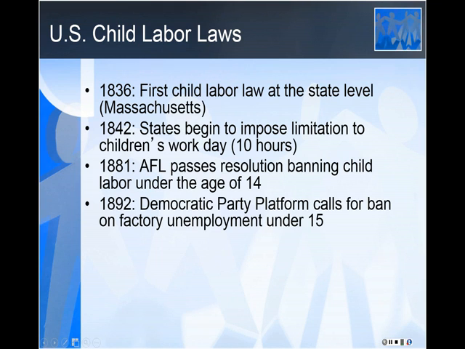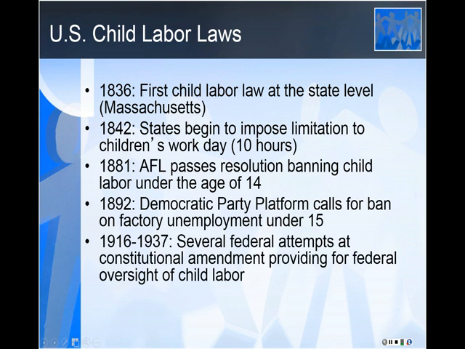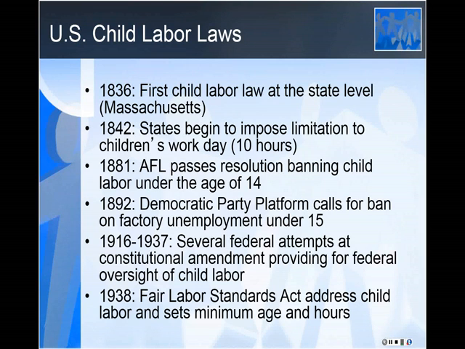So that's a typo. And then during the 1960 through the 1937 period, this is about a 20-year period, you had attempts by the federal government to pass a constitutional amendment providing for federal oversight of child labor. Of course, we don't have that amendment. What we have instead is the Fair Labor Standards Act, which addresses child labor and sets minimum age and hours and that sort of thing.